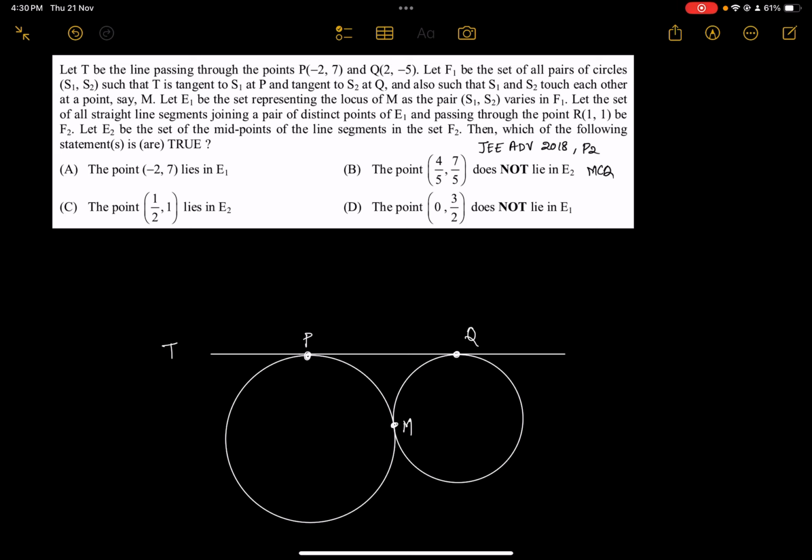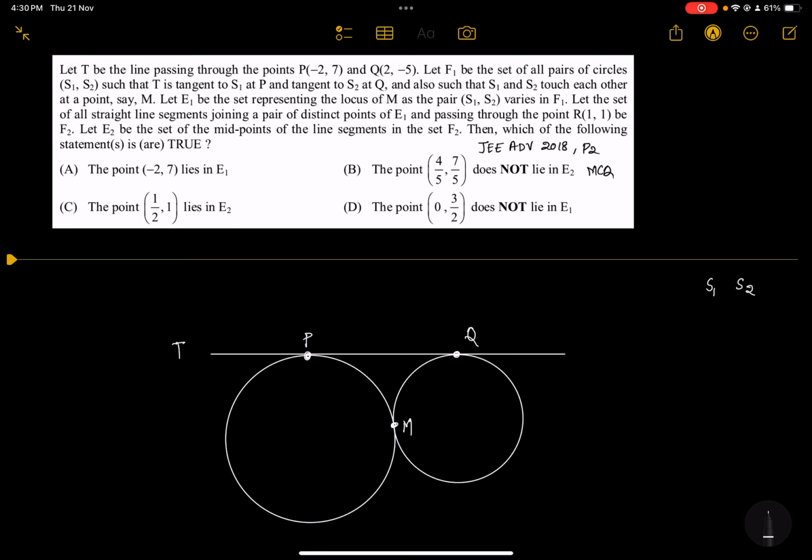So I made the basic diagram here. Let T be the line passing through the points P(-2, 7) and Q(2, -5). So this is line T. It passes through P and Q. Let F1 be the set of all pairs of circles S1 and S2. So there are two circles, S1 and S2. S1 is tangent to the line T at point P, and S2 is tangent to the line T at point Q, and both these circles touch each other at point M.